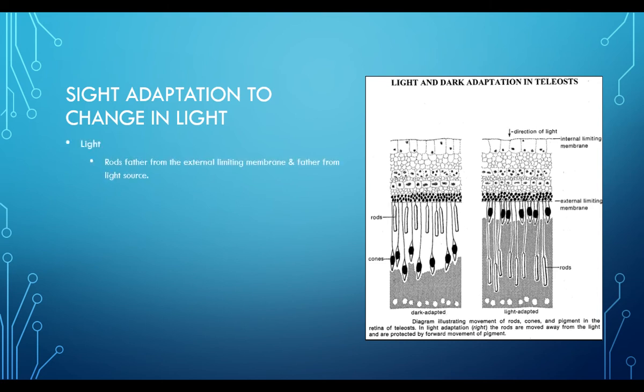So we have the light. When light happens, rods are farther from the external limiting membrane and farther from the light source.